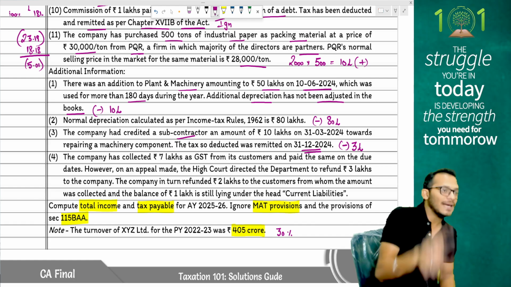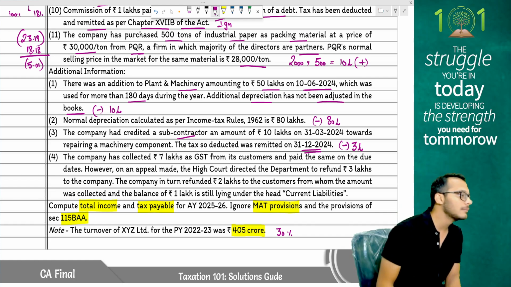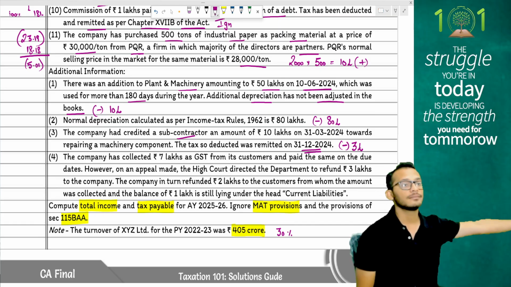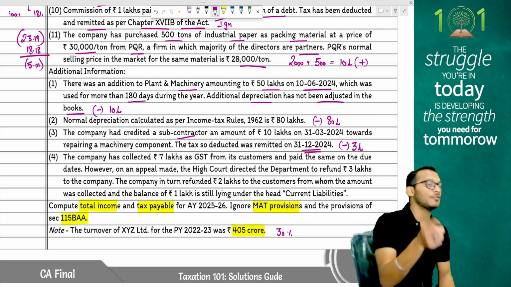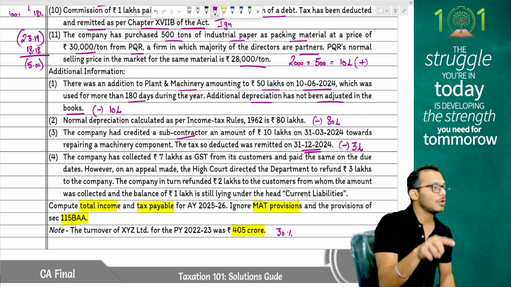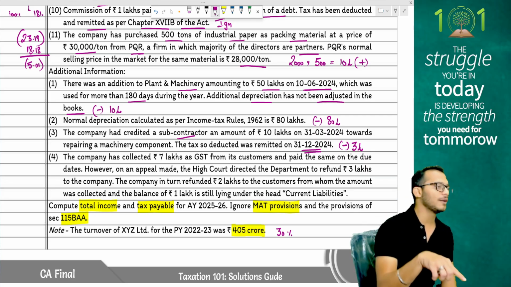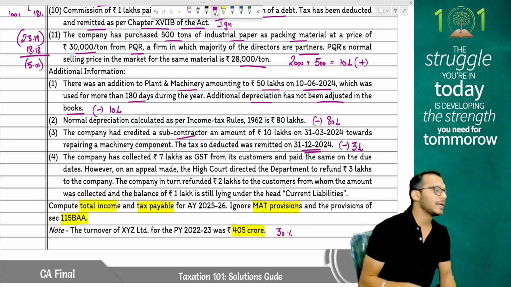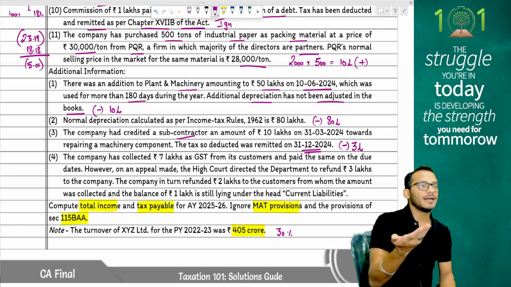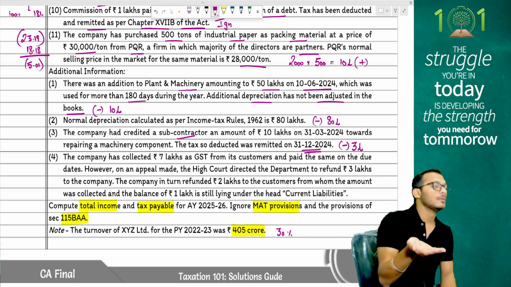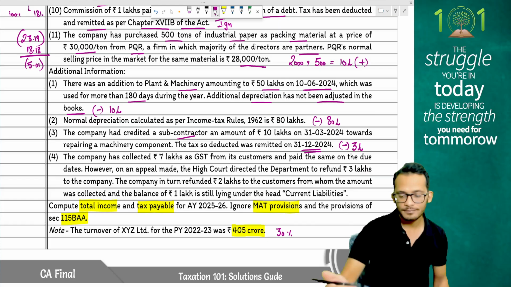This 1 lakh should be there in the P&L. You have put the 1 lakh in current liabilities, which means not put in P&L. You should have put it in P&L, but you did not. Income tax will say bring it in P&L. If you bring it in P&L, P&L will therefore add 1 lakh.